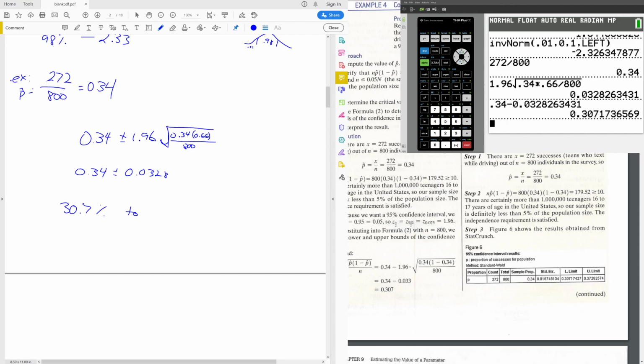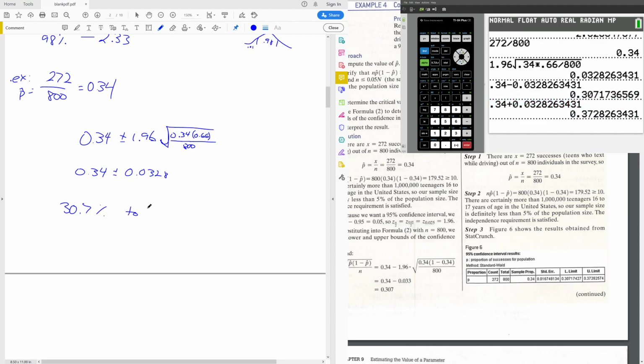And then we're going to do the same thing and make it plus. So 0.34 plus that number. And that's going to be 37.3%. Okay, so that's the confidence interval we get.